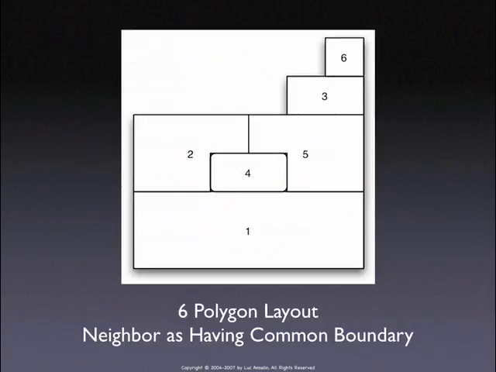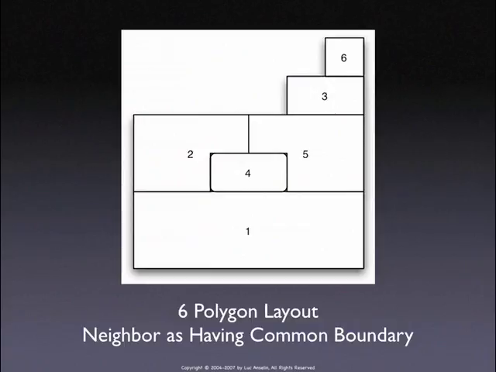Okay. So what we're going to do is have a running example where we have a spatial layout of 6 areas, and then we'll define neighbors between these areas. Running ahead, we'll define them as having a common boundary. So if we do that, we see that 1 is a neighbor to 2, 1 is also a neighbor to 4, and 1 is also a neighbor to 5.